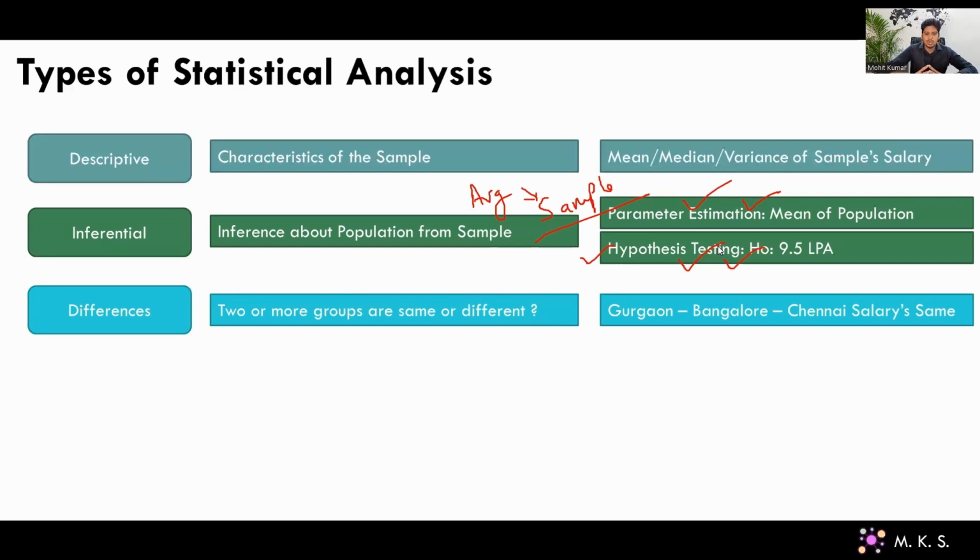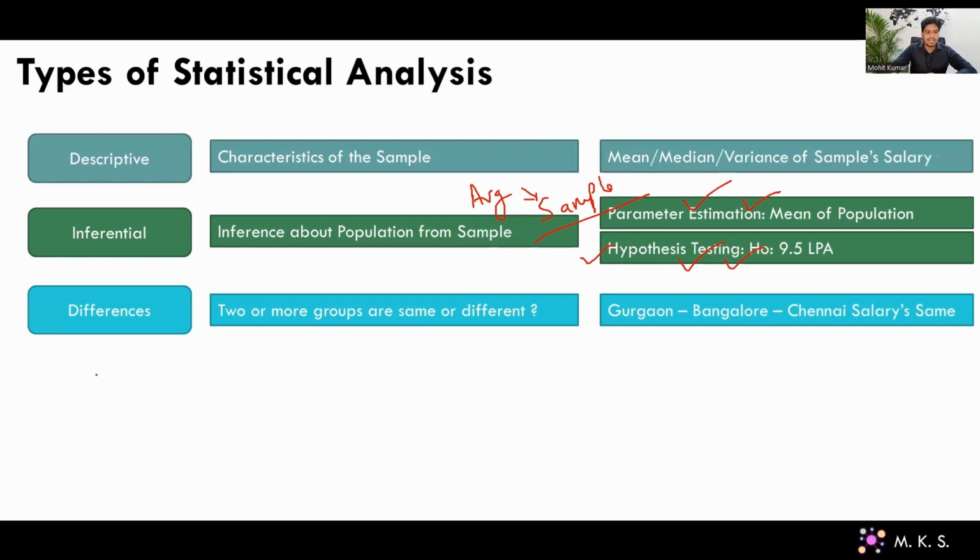Okay, so let's take a simple example of average data scientist salary when we were talking, right? If we want to find out whether there is a difference in the average data scientist salary across demographics, like we want to compare Gurgaon, Bangalore, and Hyderabad, is there any difference in the data scientist salary? That problem you can solve using differential statistics, and for that you need the ANOVA concept, which we will talk about, right?